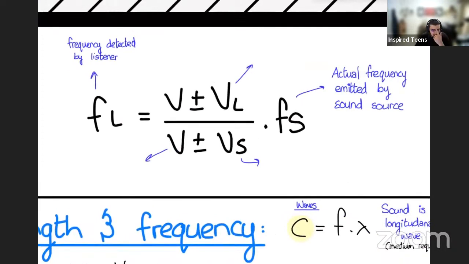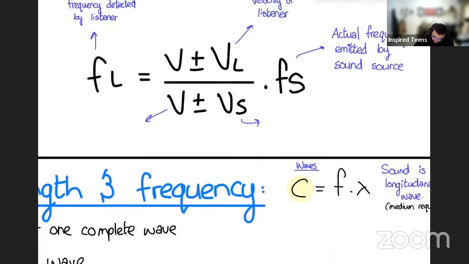Okay, then we have three different velocities. So this is the velocity of, you can guess, the listener. So what velocity is the listener traveling at? Is it the stationary listener? Is the listener someone in a car that's traveling at a certain velocity? Okay, and then the source is the velocity of the sound source.